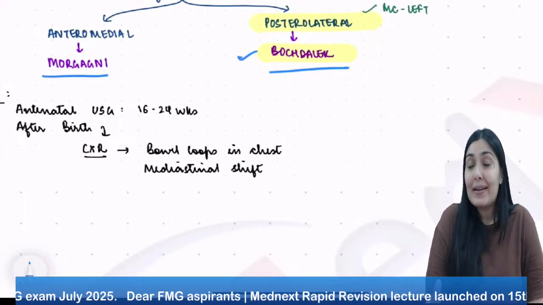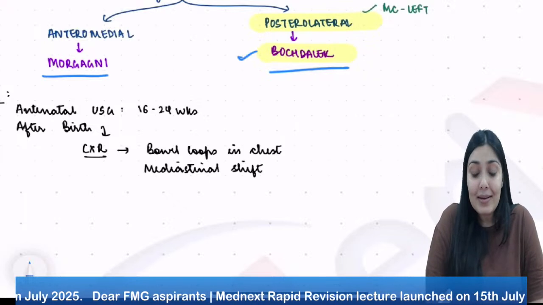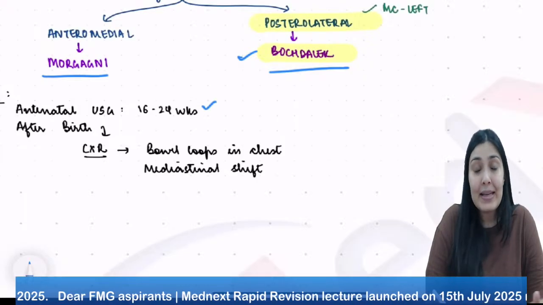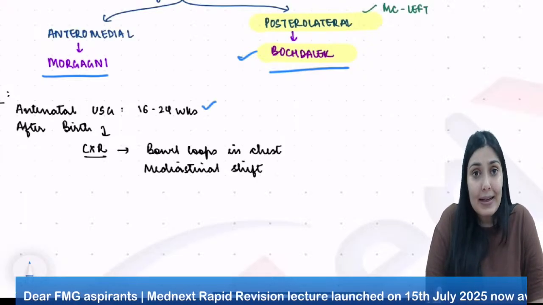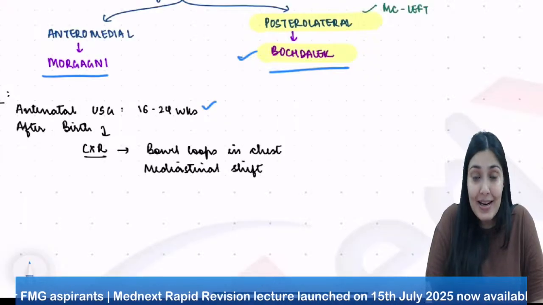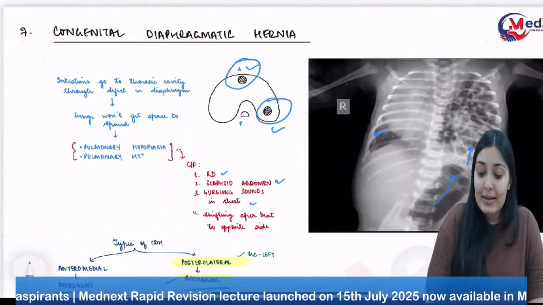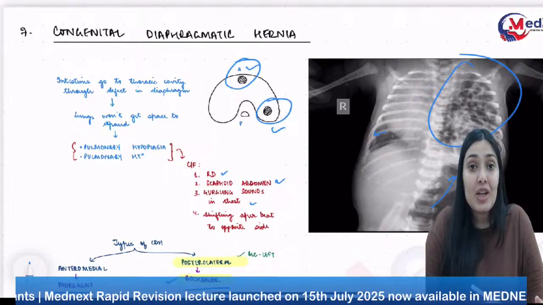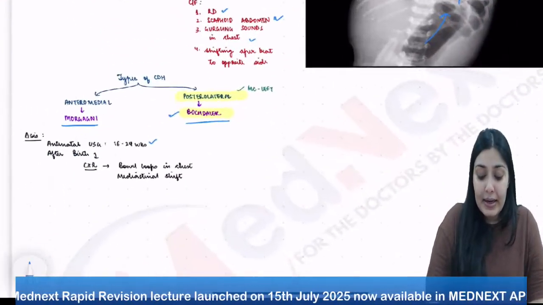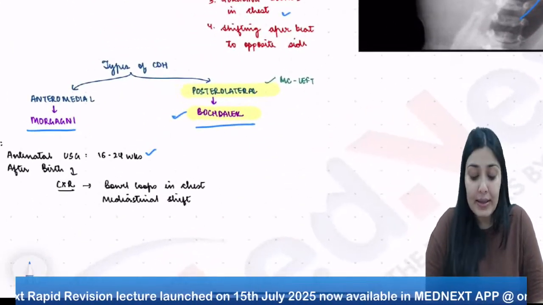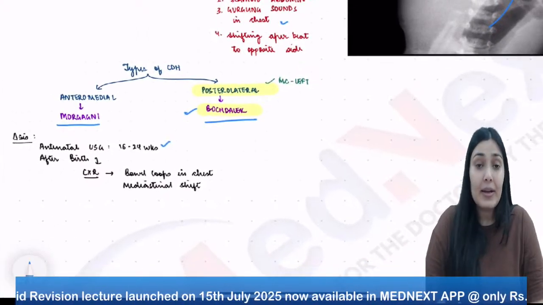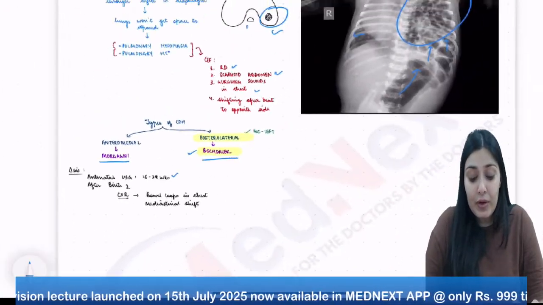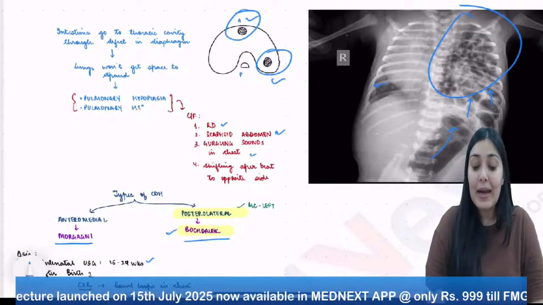With antenatal ultrasound, we can detect them as early as 16 to 24 weeks, and after birth, by clinical examination, by looking at the chest x-ray, where you will notice this gut within the chest, right? We can detect these congenital diaphragmatic hernias, right? So we have completed 7 topics by now.